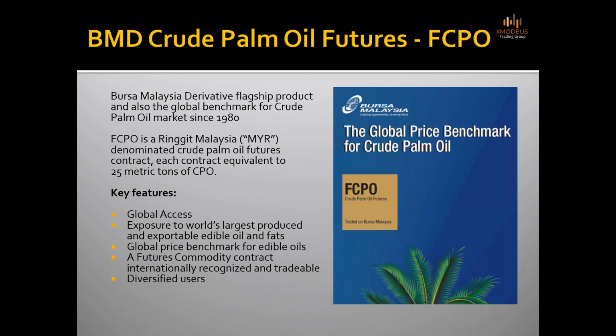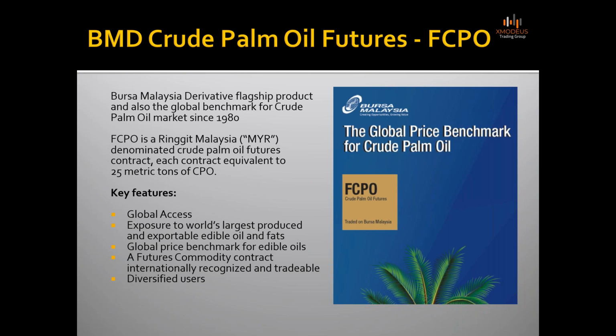It's interesting to know that every time a trader keys a trade into the system, all the orders, the buy and sell, are actually matched on the Chicago Mercantile Exchange CME Globex system, and that's in Chicago. So whatever is matched on every single trade is matched there. So we have global access, and a lot of international players are actively participating in the FCPO contract. When you trade the FCPO, you have exposure to the world's largest produced and exportable edible oil and fats. The FCPO contract is a global price benchmark for edible oils, and is internationally recognized and tradable.